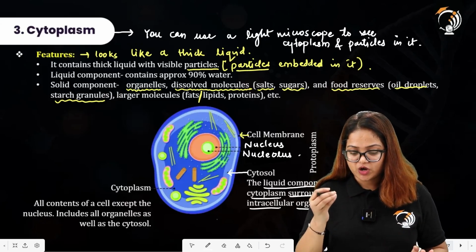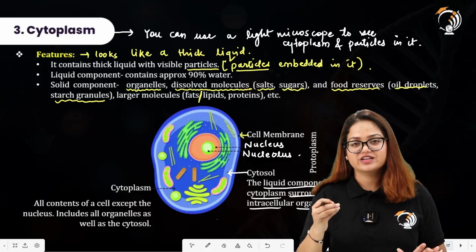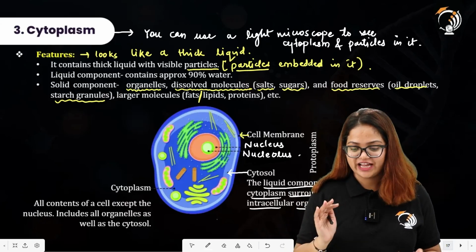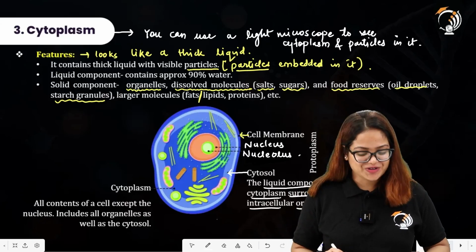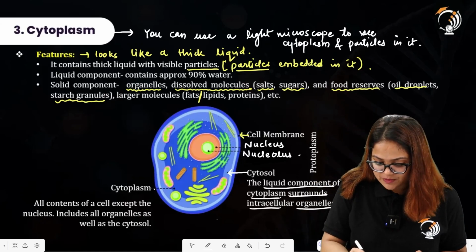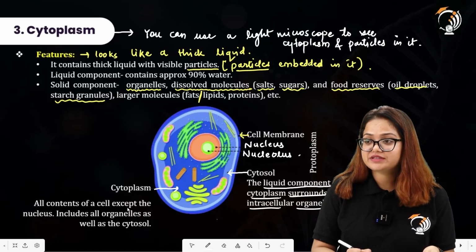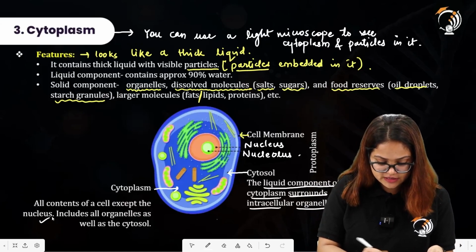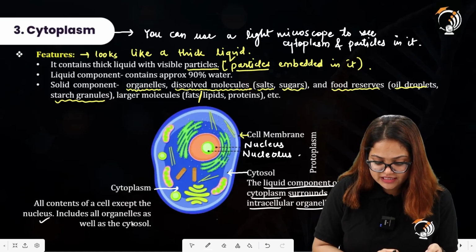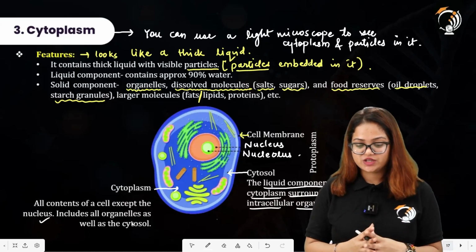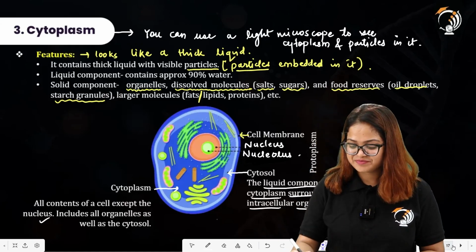All right, so talking about the intracellular organelles, these are the organelles which are present in the cells. I hope this terminology is clear to you all. Then you have the cytoplasm. The contents of a cell except the nucleus, which includes all organelles as well as the cytosol. We have just discussed that.